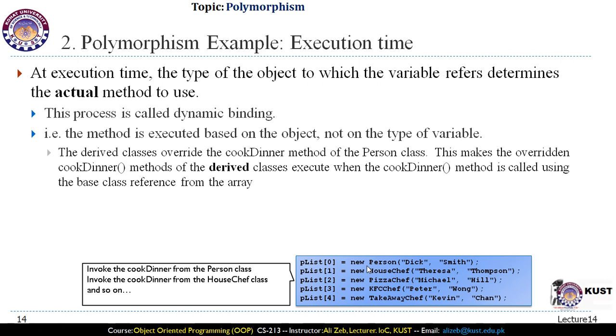This is all because of overriding: the cookDinner method is overridden by the derived classes, and it only depends on the calling object. So the first line, plist0, will invoke the cookDinner method from the Person class, and plist1 will invoke the cookDinner method from the HouseChef class. It does not depend on the type of the variable, but on the type of object that we are using to call that method. The output will be relevant to whatever the implementation of the method is in that class.